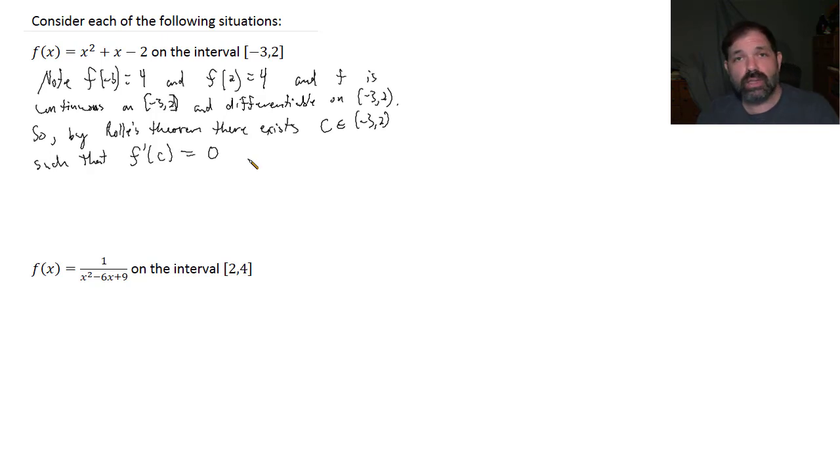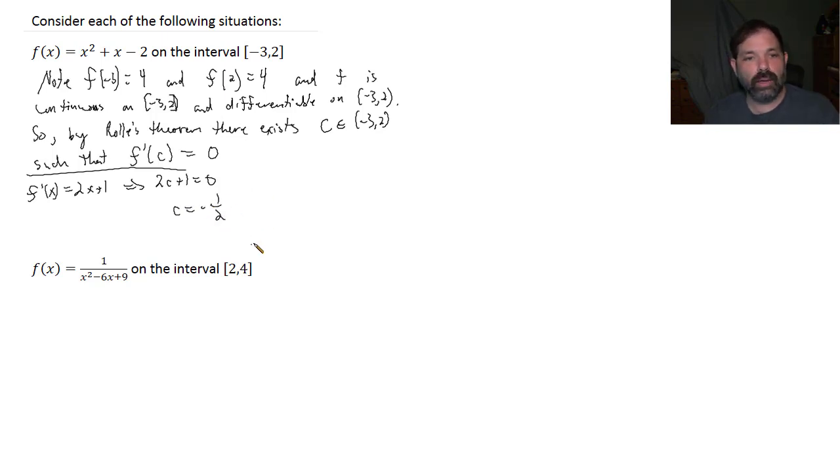In this case, it's relatively easy to find the c value. If f prime of x would be 2x plus 1, right? f prime of x is 2x plus 1. So then we would have 2c plus 1 is 0. c is -1/2. But Rolle's theorem guarantees that there is a c value on the interval such that f prime of c is 0.